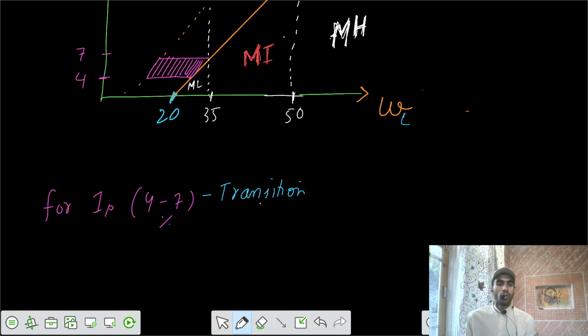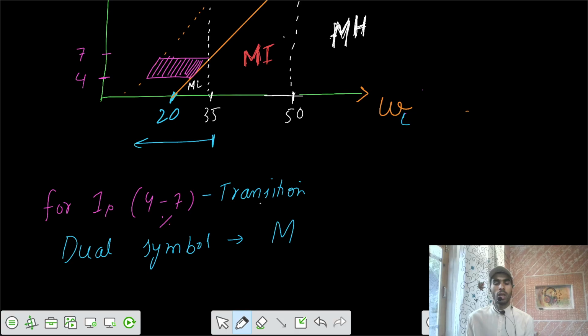For that, you are going to use the dual symbol for your soil. That means we are going to write M here. This is silt. It can be silt also, and because this is L, because the liquid limit here is less than 35%, we can write this is ML, or it can be clay also, CL. We can write this one as ML-CL.